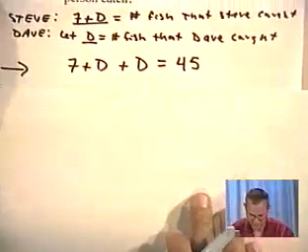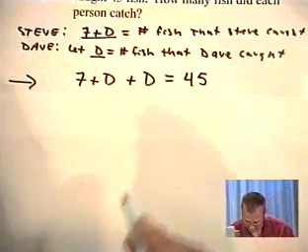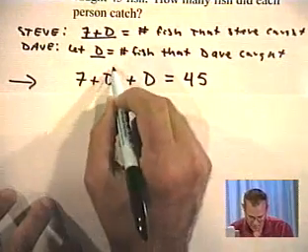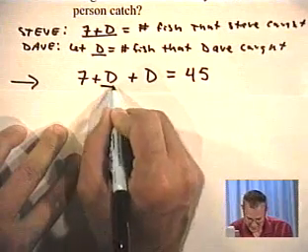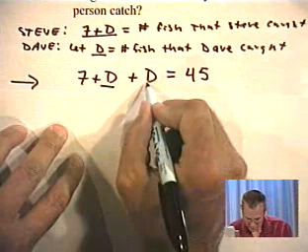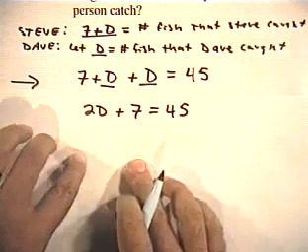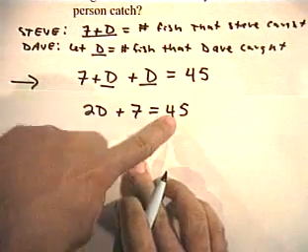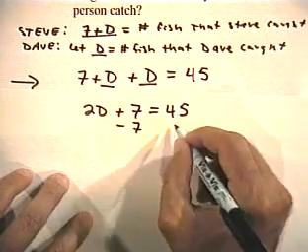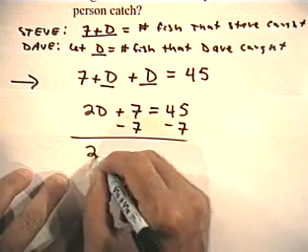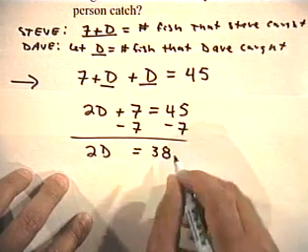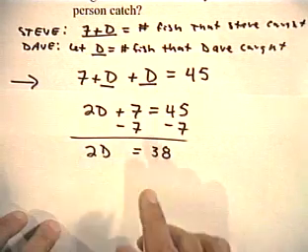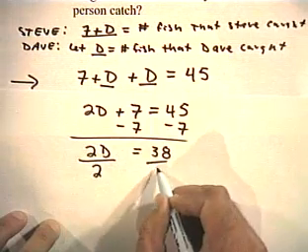Let's solve this equation. We'll notice this is a linear equation. We'll have a power of 1. So let's see if we can combine like terms. I want to solve for D, so I'll subtract 7 on both sides. That equals, what's that, 38. And then to solve for D, we'll divide both sides by 2.